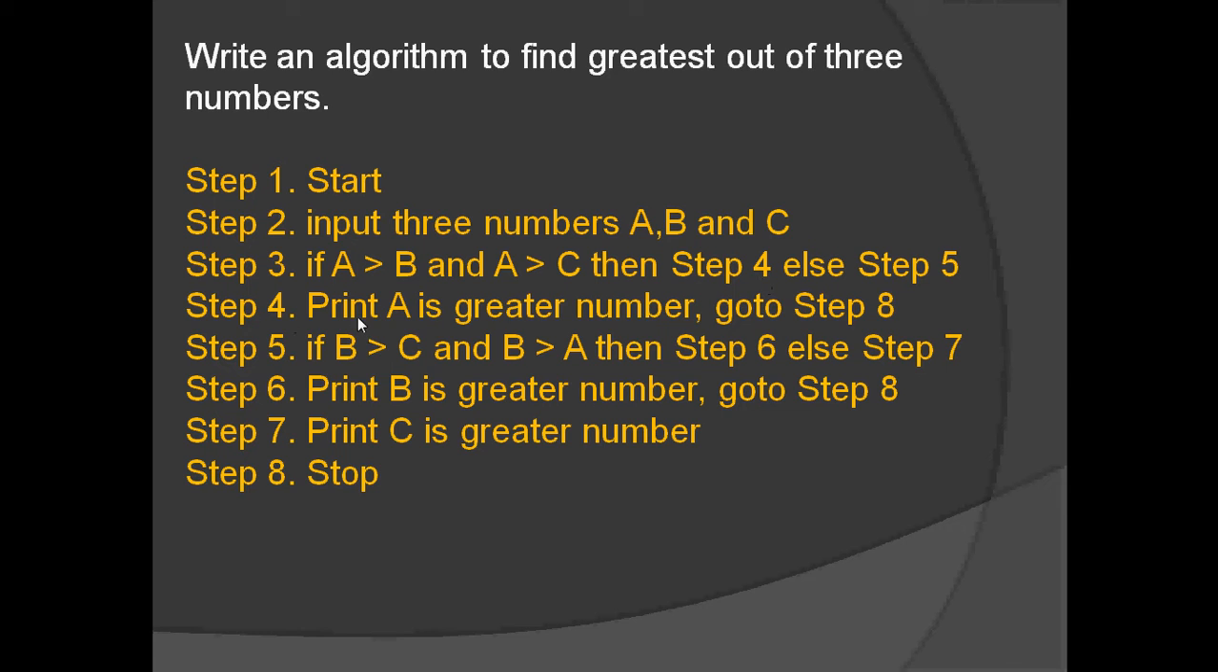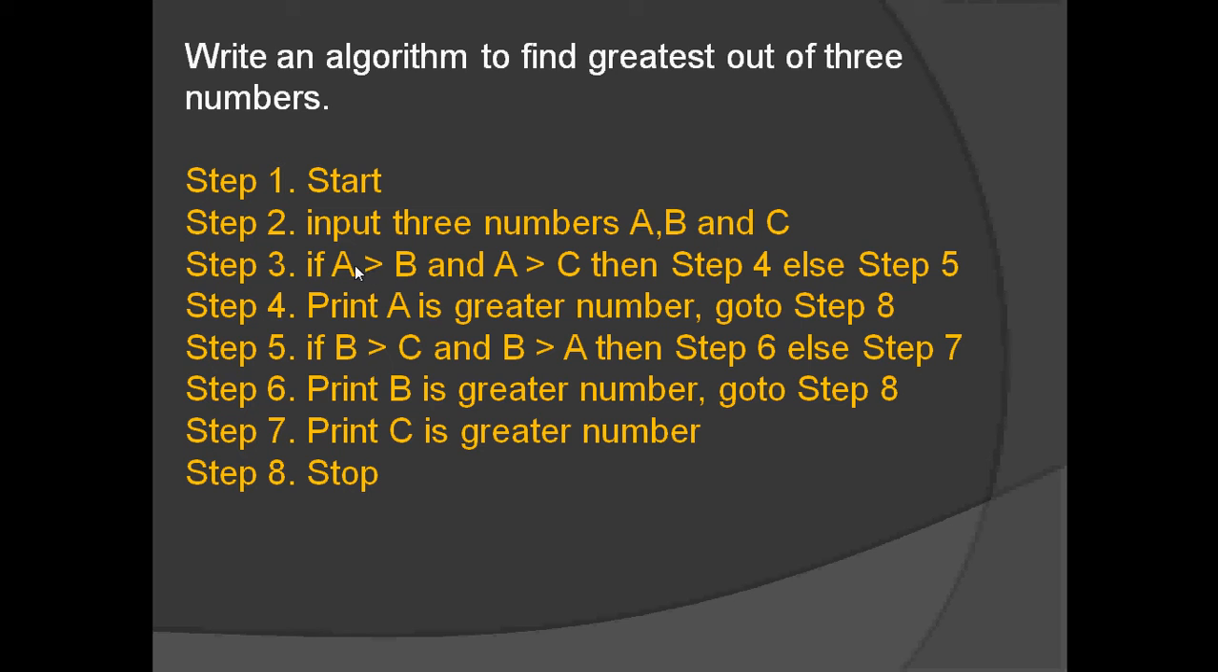So step 4 will be print A is greater number, and then go to step 8, so it will stop the program, because after comparing, both of these expressions must be true. Since this is a logical operator, the if test condition is testing this relational expression and this relational expression. So in a logical operator, both the left and the right side of the relational expression must be true. Only if A is greater than B and A is greater than C, then it will go to step 4 and display the result, print A is greater number. Then after that you need to go to step 8, that is stop.